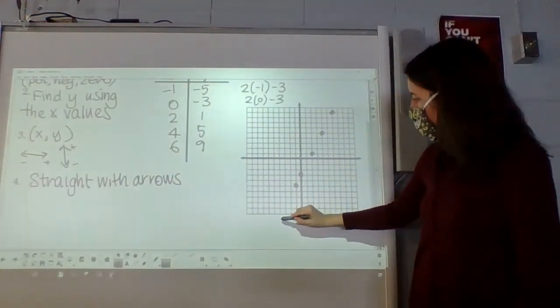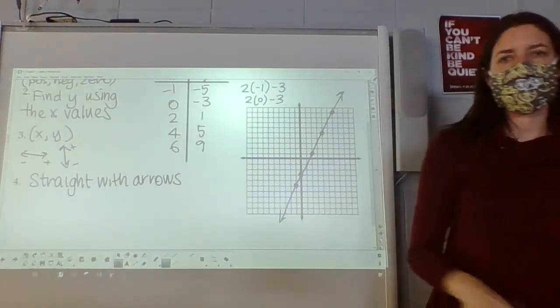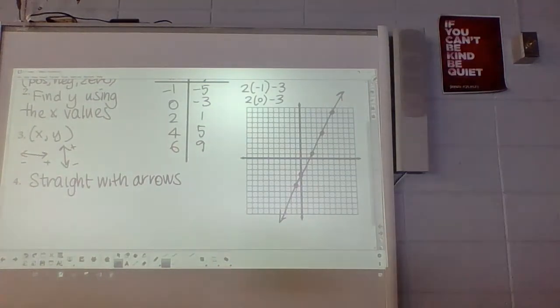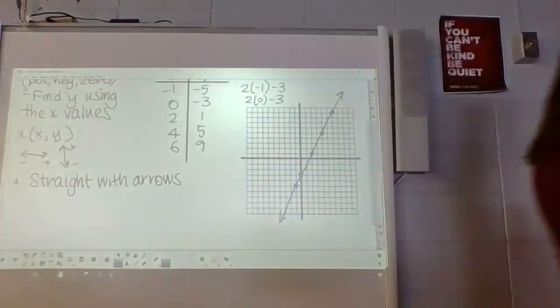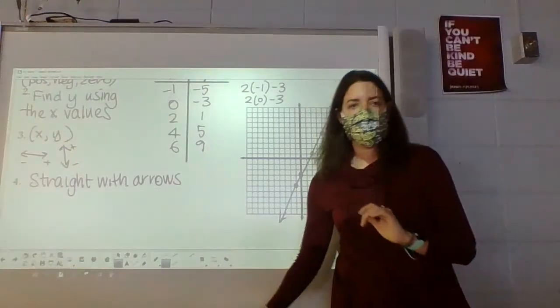So as best I can, I'm going to try to draw a straight line through those dots with arrows on the end to show it keeps going. And just getting in the habit of that. I know that sounds picky, like why do I have to draw a line? Well, because technically any of the coordinate points it goes through would also work for that line.